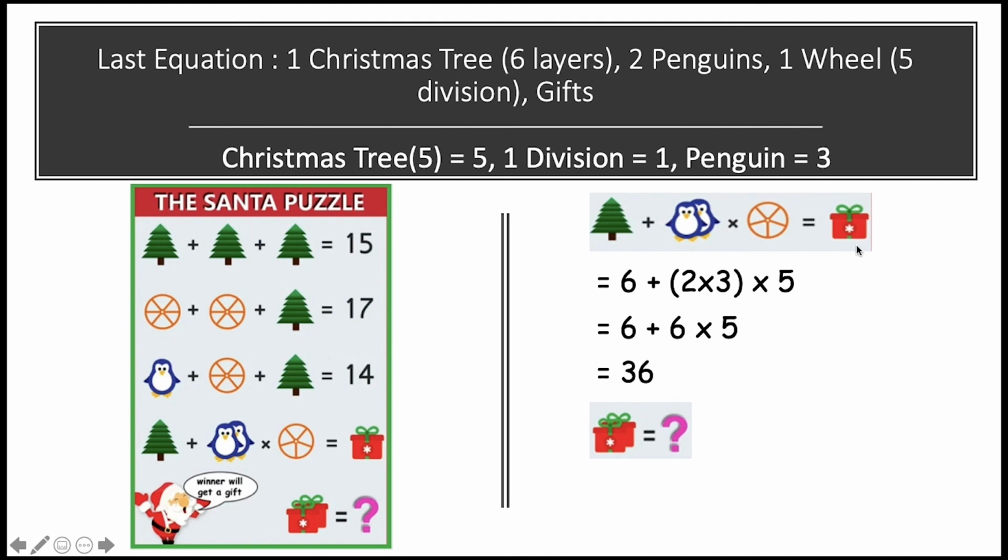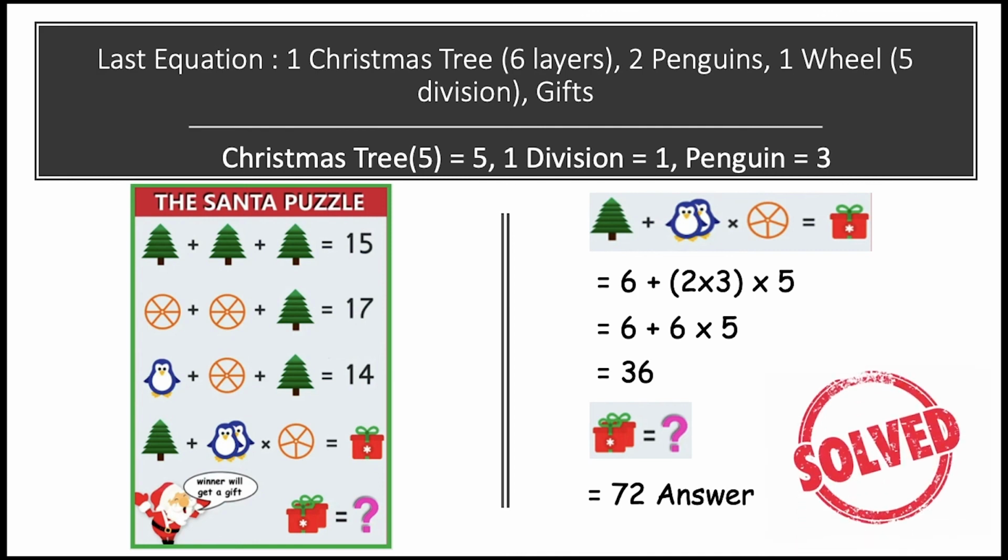In the last equation we have one gift, and one gift is equal to 36. So two gifts will be equal to 2 into 36, which is 72. So friends, 72 is the final answer. Hence we have solved this puzzle.